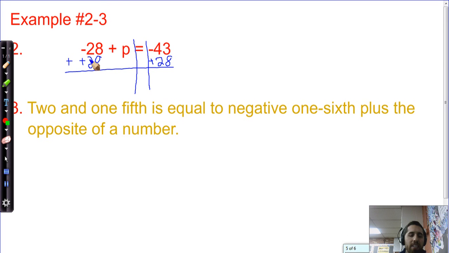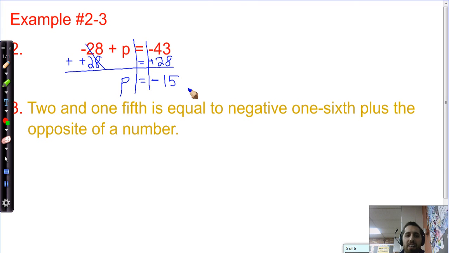Now those will cancel out on the left. Again, this was an equivalent move to add 28 to both sides of the scales. And we're left on the left with just the p. It falls down. And on the right, if you have 43 negatives and 28 positives, you have to cancel out, but you have more negatives than positives. Final answer would be negative 15.